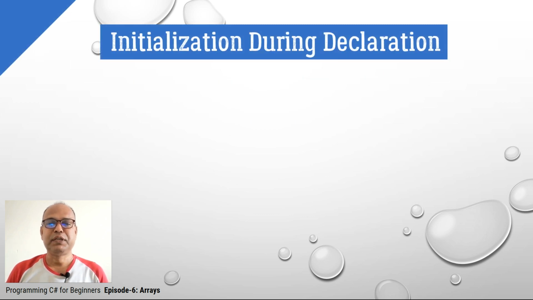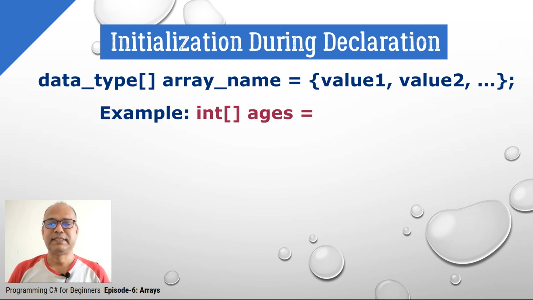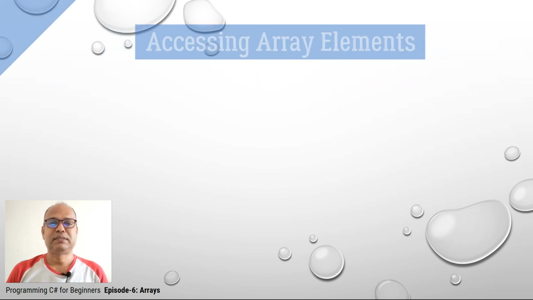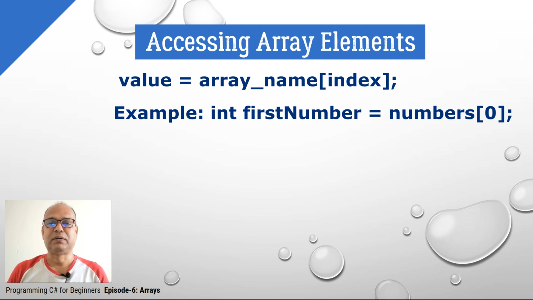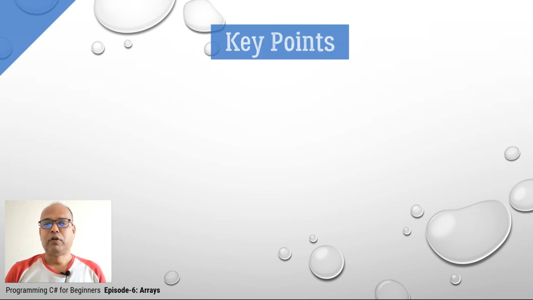Initializing during declaration. An array variable can be initialized during the declaration. The syntax you can follow: data type, square bracket, array name equal to value 1, comma, value 2. Example: int[] ages = {25, 30, 35}; Accessing array elements: value equal to array name, square bracket, index. Example: int firstNumber = numbers[0]; retrieves the first element, 10.